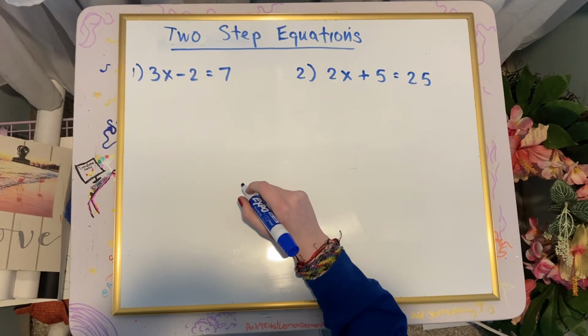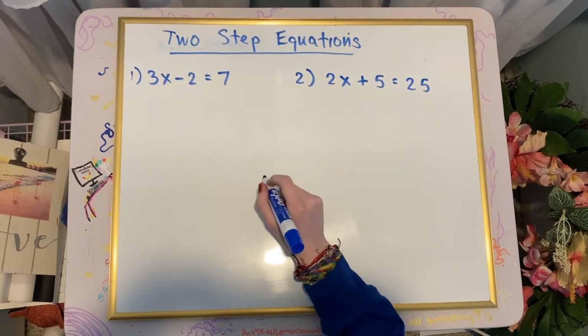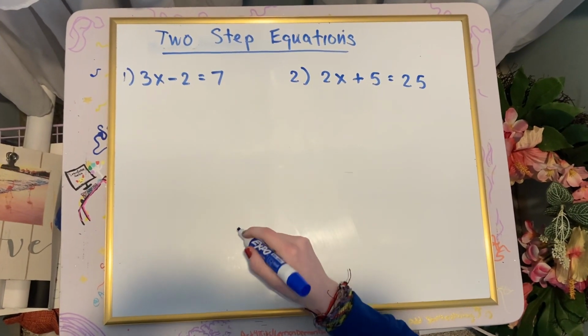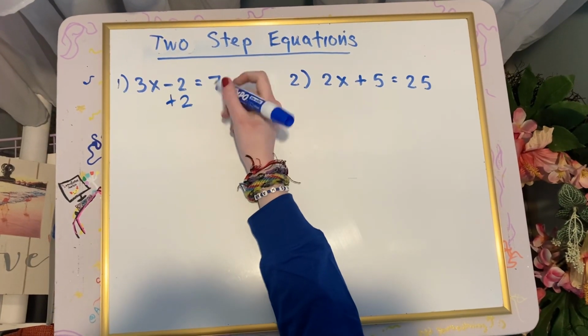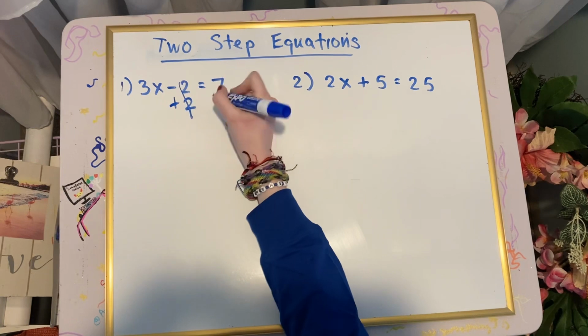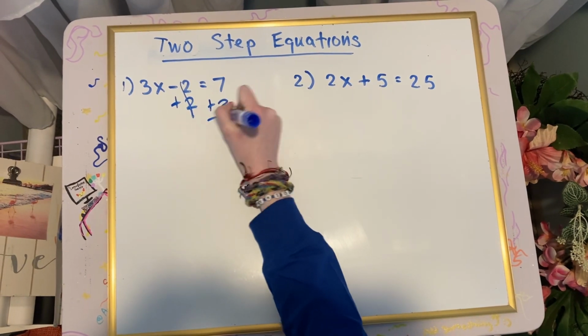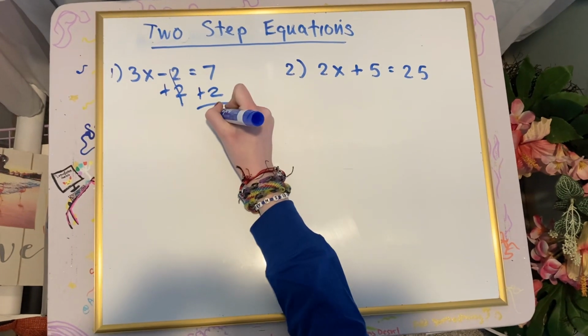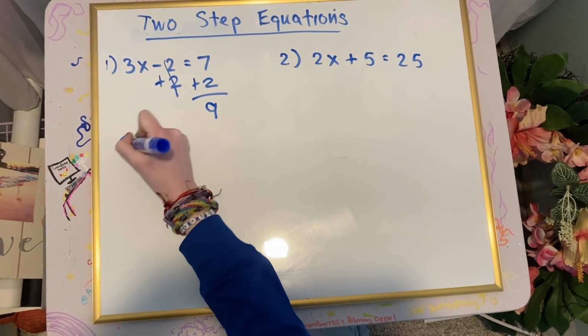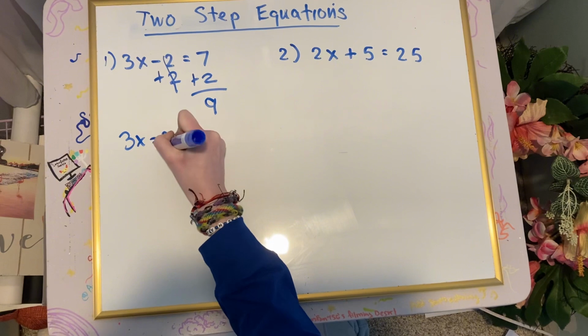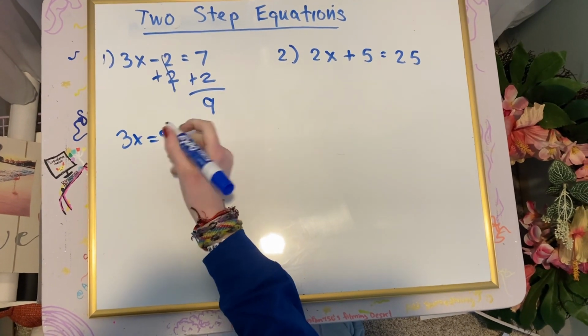Now we are going to do the 2-step equations. First, what you have to do is add 2 to -2 to cancel it out, and then add 2 to the other side. And 7 plus 2 equals 9. Now the equation is 3x equals 9. Now this is a 1-step equation.